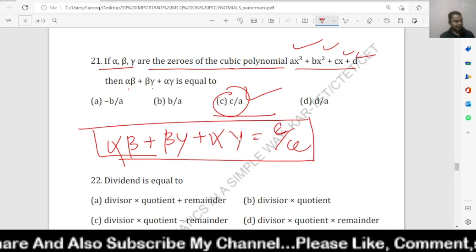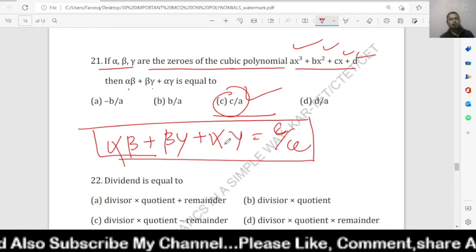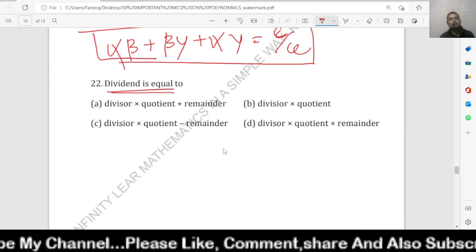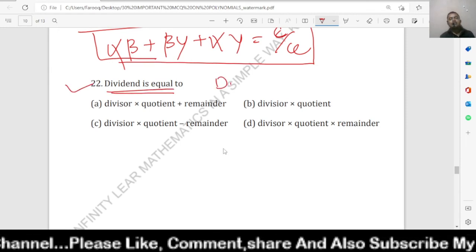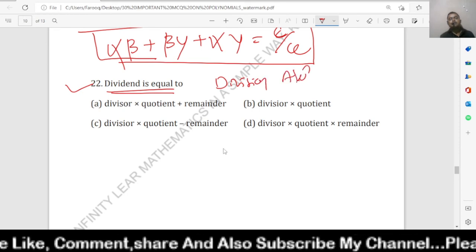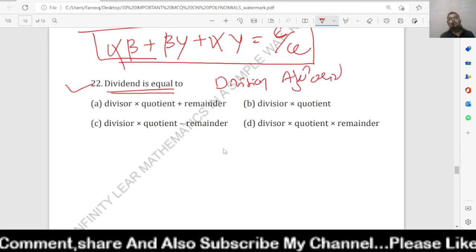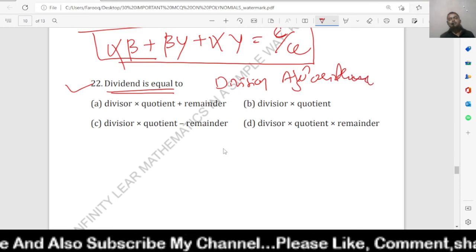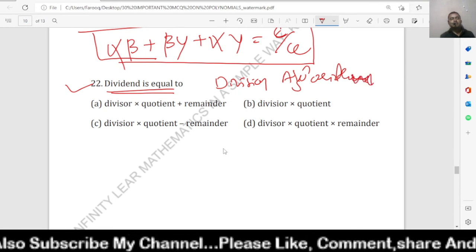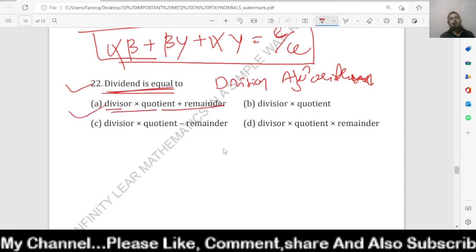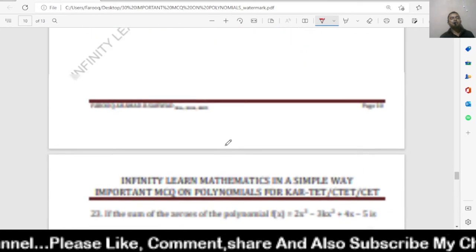Now question number 22, dividend is equal to... this question is based on the division algorithm. Yes, division algorithm. That is, dividend is equal to divisor into quotient plus remainder. Option A is correct.